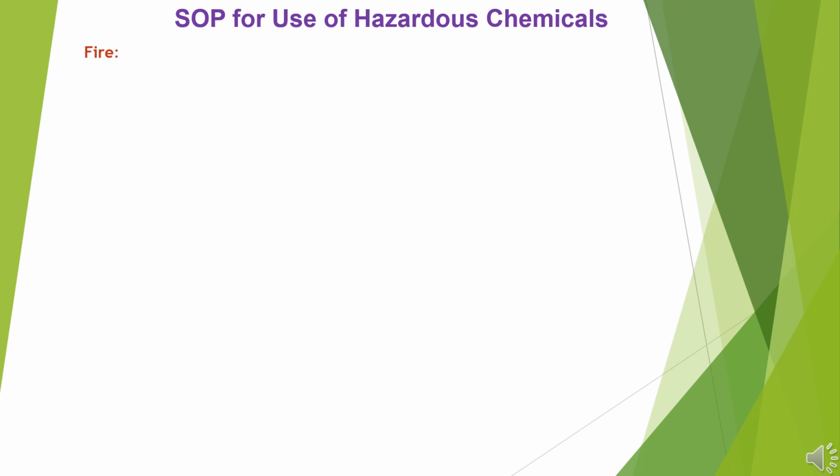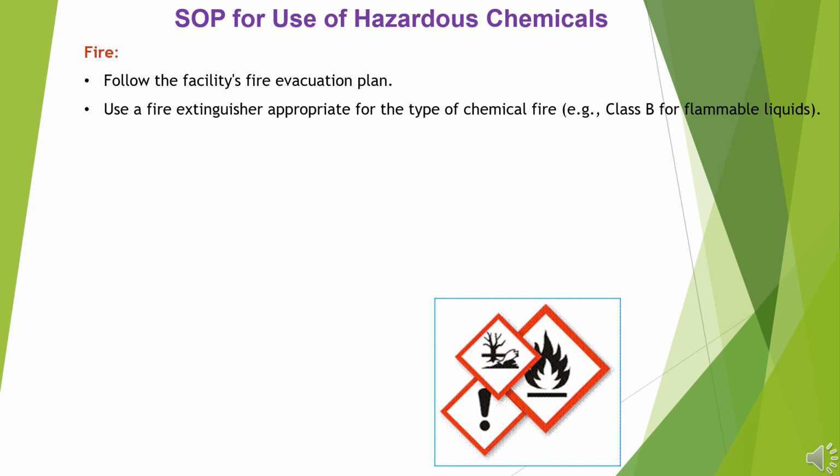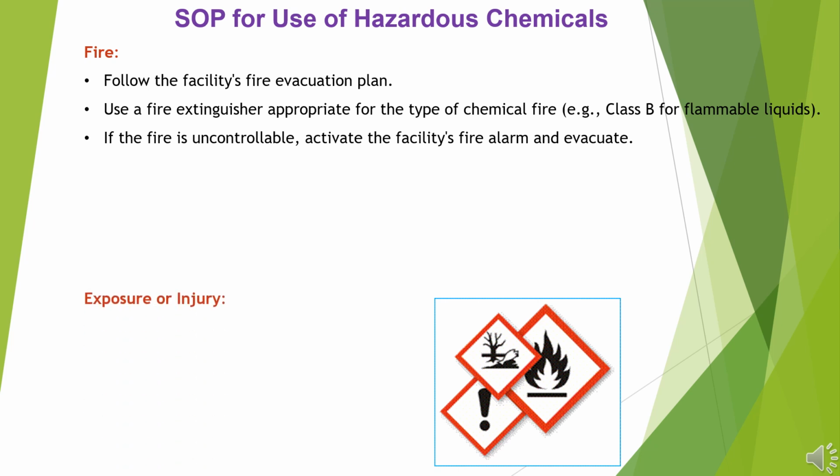Fire. Follow the facility's fire evacuation plan. Use a fire extinguisher appropriate for the type of chemical fire, e.g. Class B for flammable liquids. If the fire is uncontrollable, activate the facility's fire alarm and evacuate.